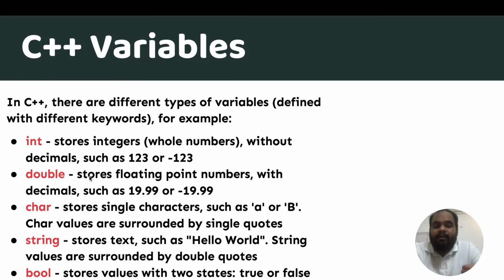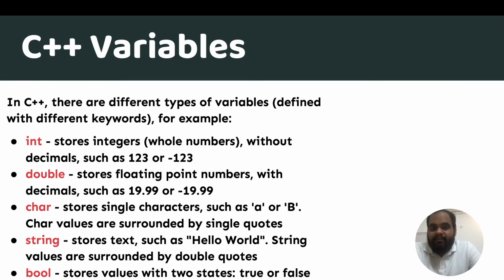Then we have double. Double stores floating point numbers with decimals such as 19.99 or minus 19.99. You can have multiple decimal places after this. Then we have char, which stores a single character. It can be a small a or a capital A, or a small b or a capital B. Everything which is a single character is stored in a char.